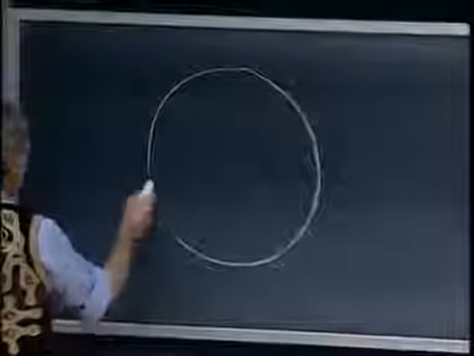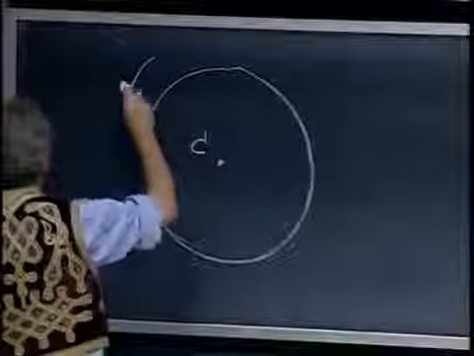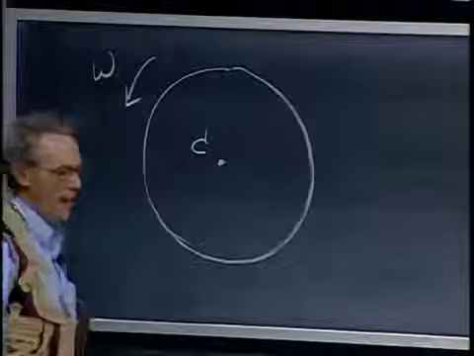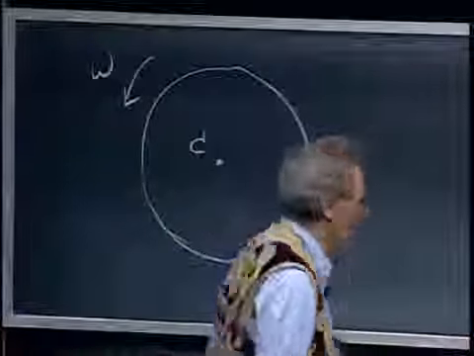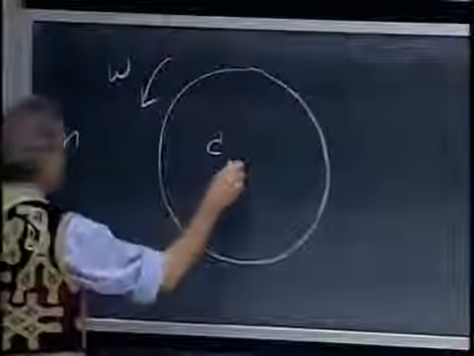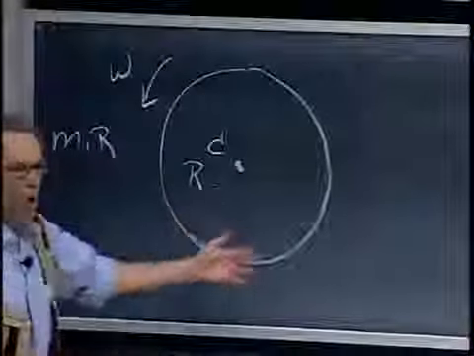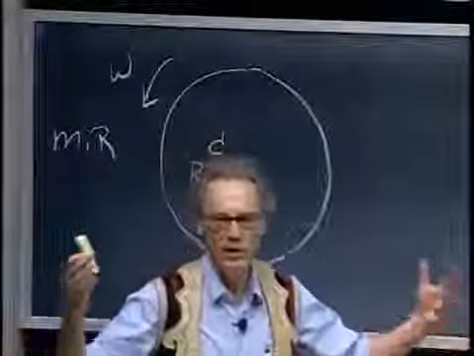I have here a disk, and the center of the disk is C, and this disk is rotating with angular velocity omega that could change in time. The disk has a mass m and a radius r. And I want to know at this moment how much kinetic energy of rotation is stored in that disk.